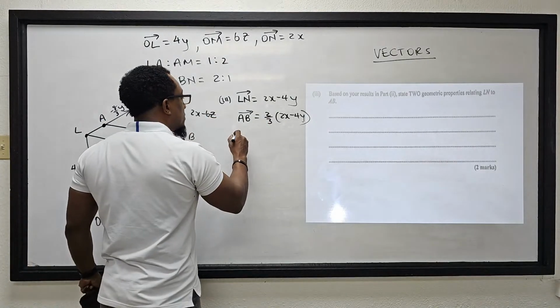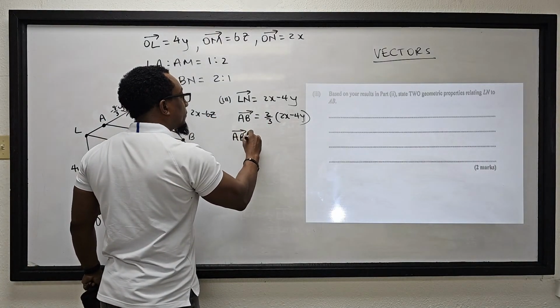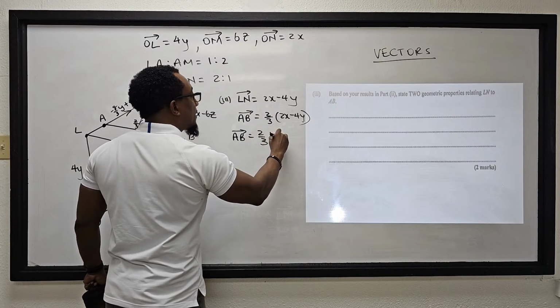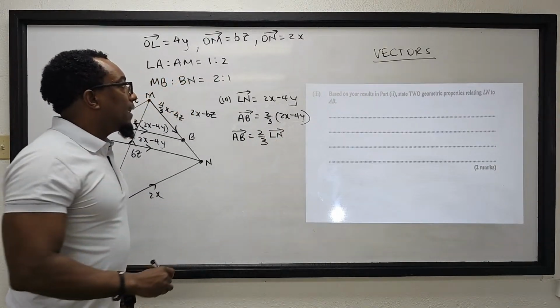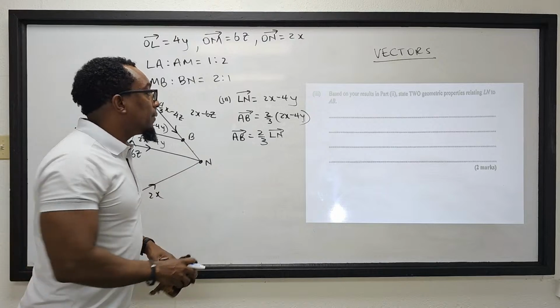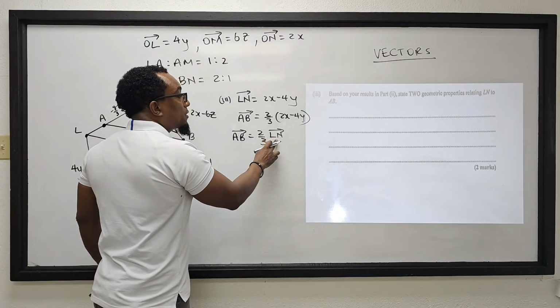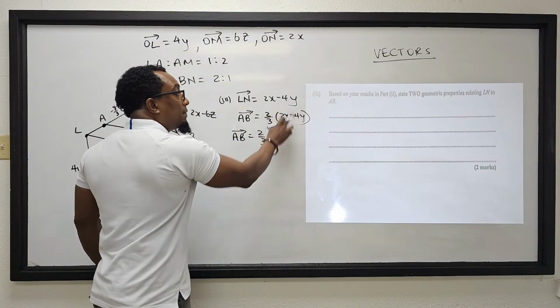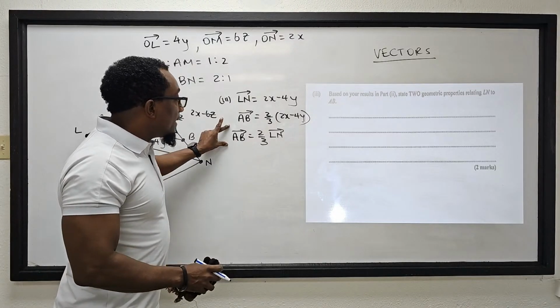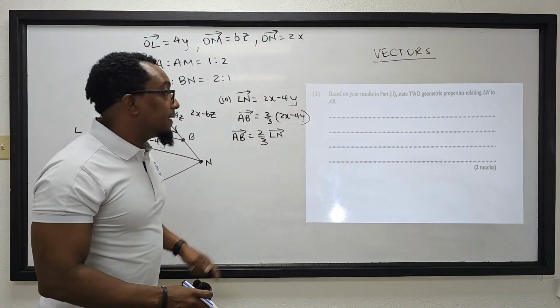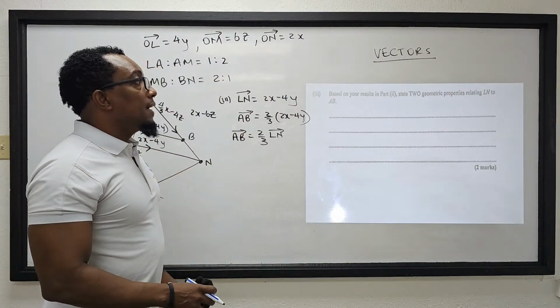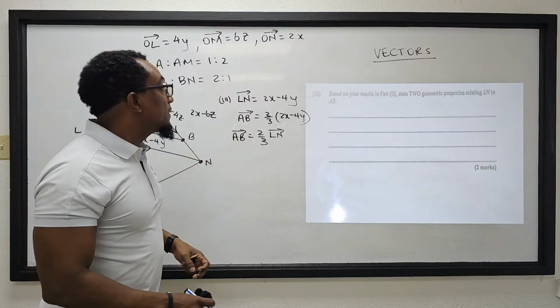So if you write this, vector AB is 2/3 of vector Ln. Ln is 2x minus 4y. If I multiply 2x minus 4y by 2/3, it will give me AB, which shows that AB is 2/3 of Ln. This is a proportional relationship, and this is one of the geometric properties.